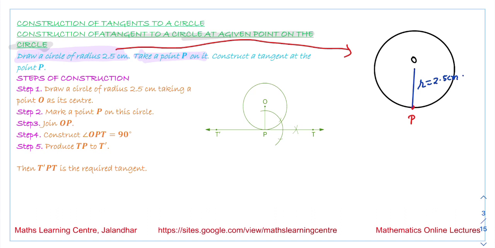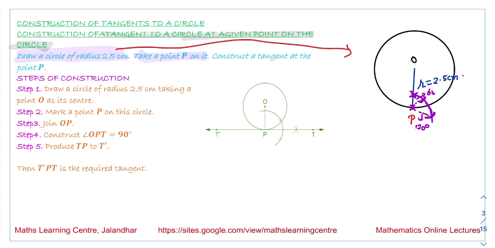To draw the angle of 90 degree, we keep the compass at this point P. We draw an arc over here. Then by keeping the compass at this point over here, we draw an arc over here. Next we draw an arc over here. This will be the angle of 60 degree. This will be the angle of 120 degree.